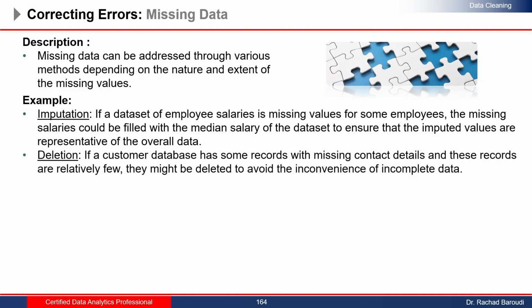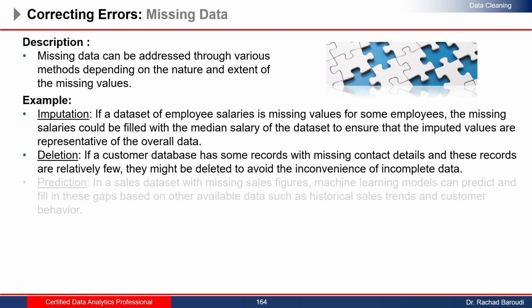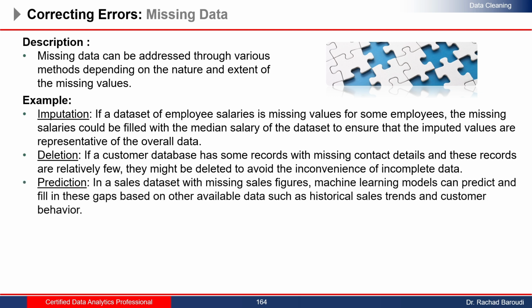Deletion. If a customer database has some records with missing contact details, for example, and these records are relatively few and not that important, they might be deleted to avoid the inconvenience of incomplete data. Third one, prediction. In a sales dataset with missing sales figures, for example, a machine learning model could predict and fill in these gaps based on other available data, such as historical sales trends and customer behavior.